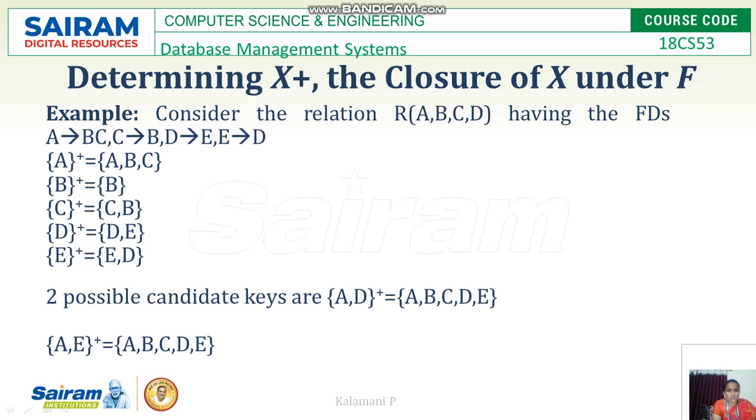Okay. So, like this we have to find out the closure of X under F. So, for this problem, do not get confused: the relation R contains the attributes A, B, C, D and E. Okay. In the next class we are going to see some more concepts about equivalence relations and minimal cover.